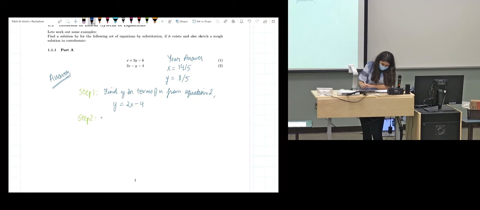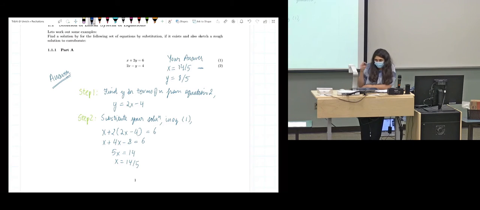Next step will be you substitute your solution in equation 1. So you get x plus 2 times y, which is 2x minus 4, is 6. And then that becomes x plus 4x minus 8 is 6. And then 5x is 14. Then you get x is 14 by 5, which is what you got. So there you are.